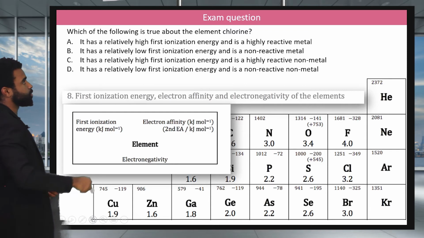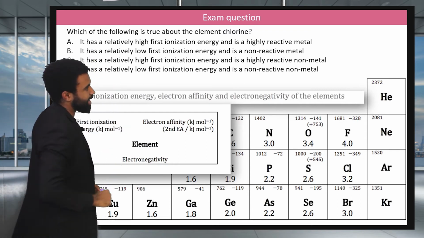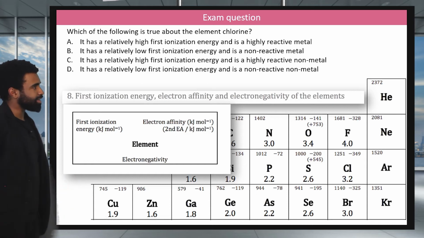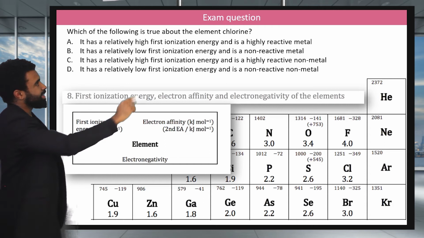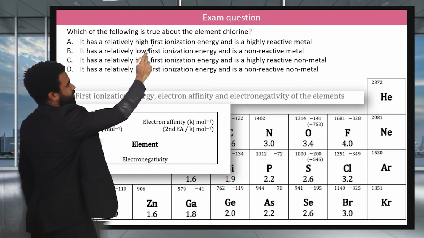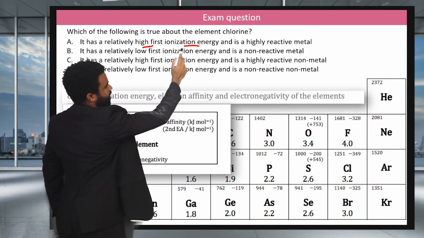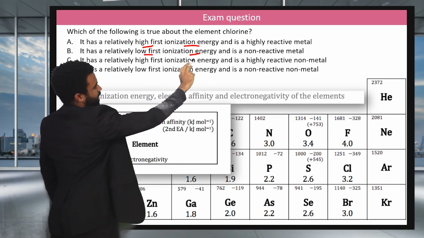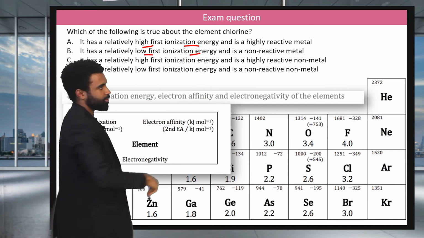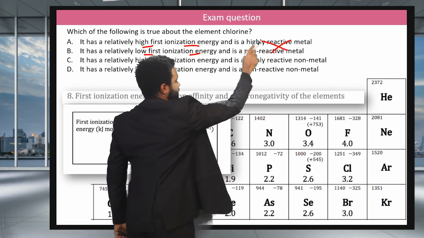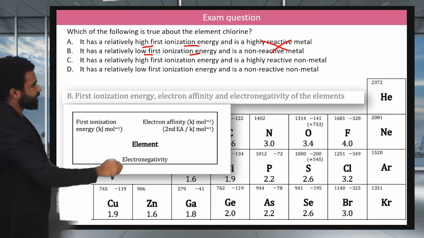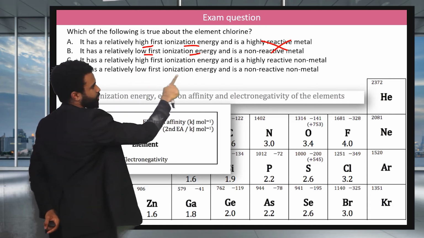Here's one question for you. Which of the following is true about the element chlorine? Pause the video and think about how you would answer this question. It says that the first option is that it has a relatively high first IE, and it's a highly reactive metal. Relatively low first IE, and it's a non-reactive metal. Well, obviously we can cross those two out because those aren't going to be correct. It's not a metal, it's a non-metal, right?